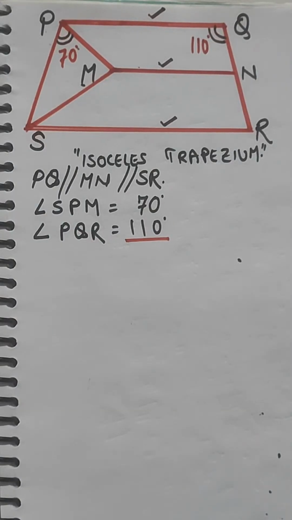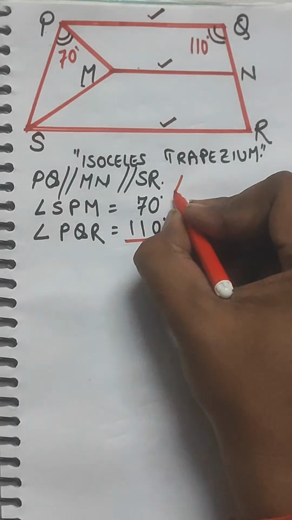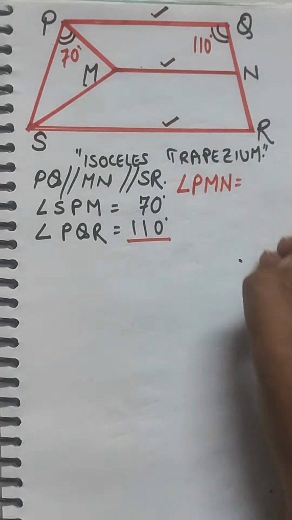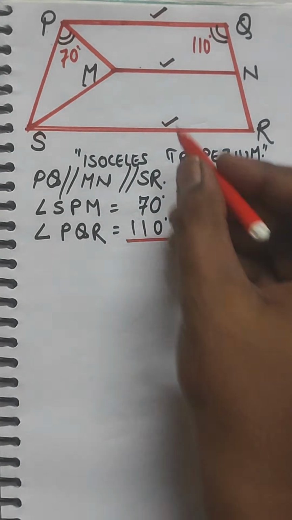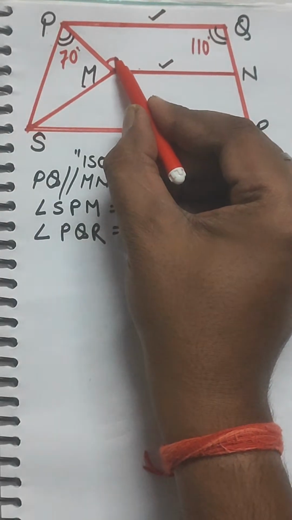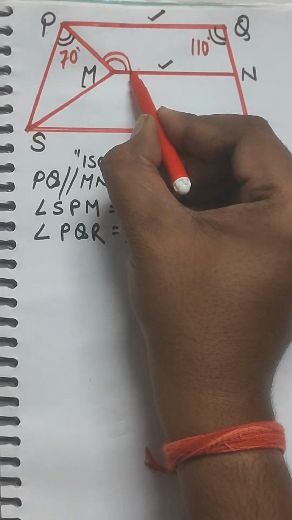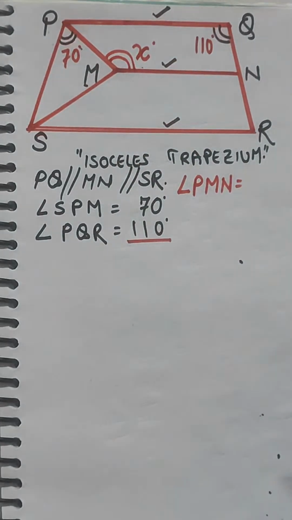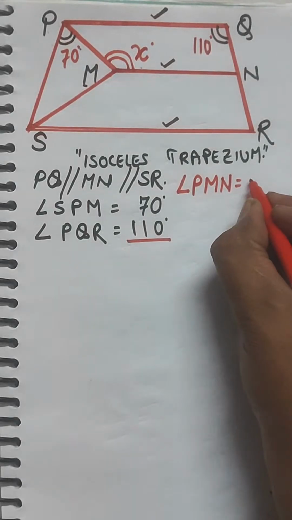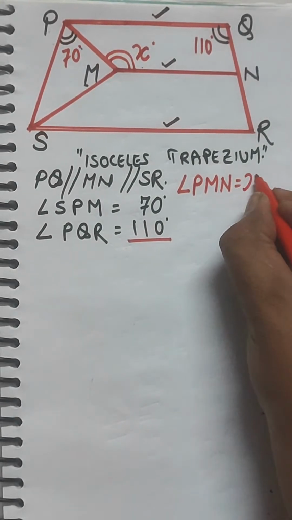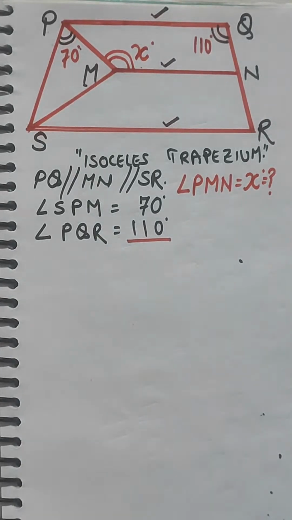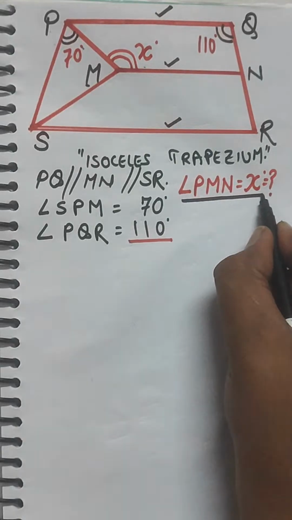Now we need to find the value of angle PMN. Angle PMN is nothing but this angle. So let us say this is X. Now we need to find the value of this angle PMN, which is X degree. What is the value of this? This is the question.